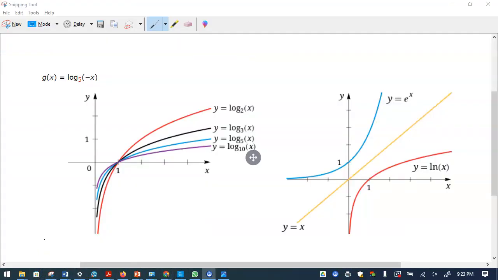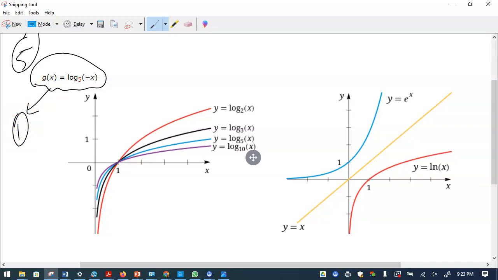This is problem number 5, g of x. How does the graph of g of x look? We already saw this in the very first problem. You can see in this example that when the base is 2, 3 and 5, the bigger the base, the graph kind of compresses, or I will say flattens. So the graph flattens when the base becomes bigger.